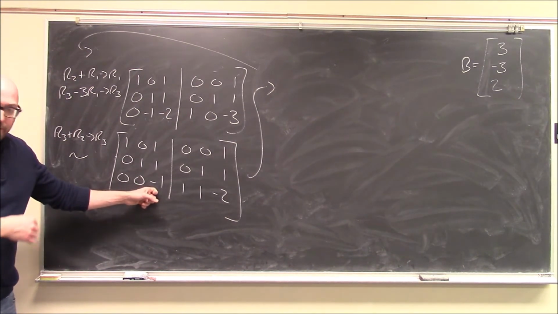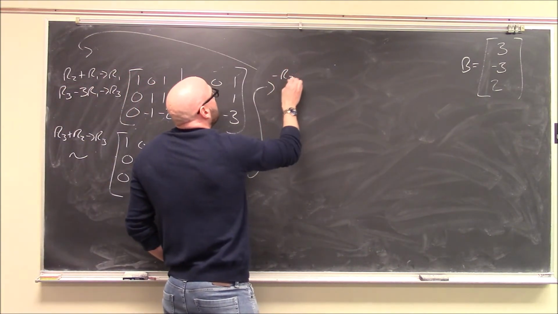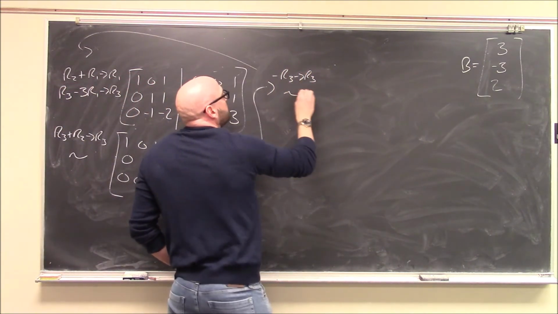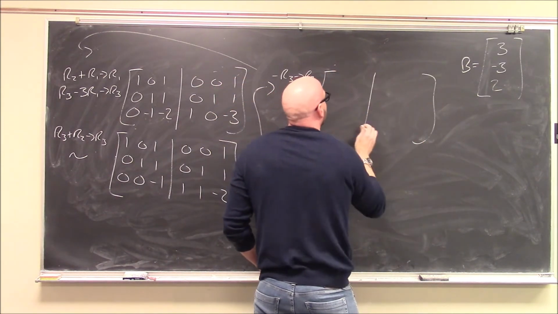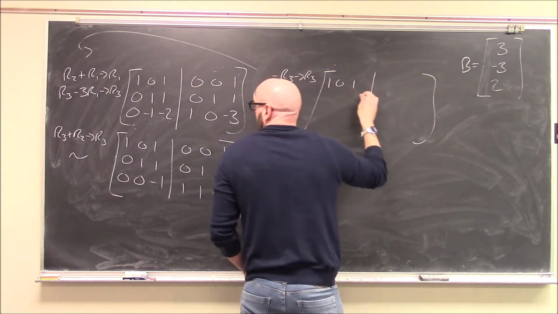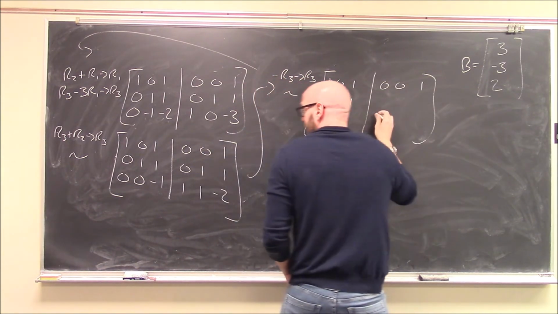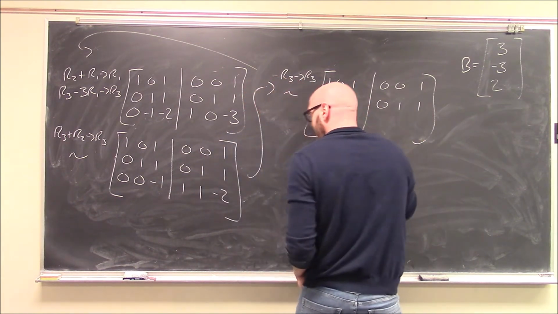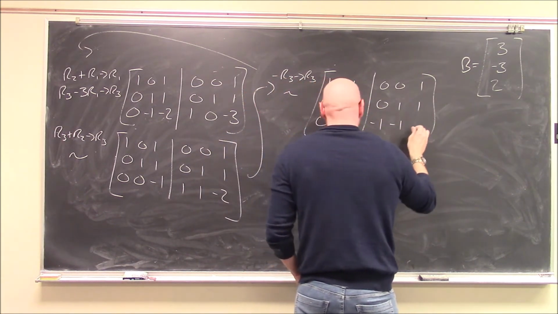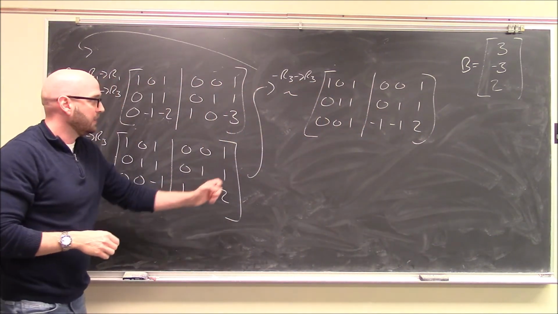How do I do that? I just multiply the entire row by minus 1. So minus row 3 will become our new row 3. One, 0, 1, 0, 0, 1, 0, 1, 1, 0, 1, 1, and we're just multiplying this row by minus 1. So we end up with 0, 0, 1, minus 1, 2.